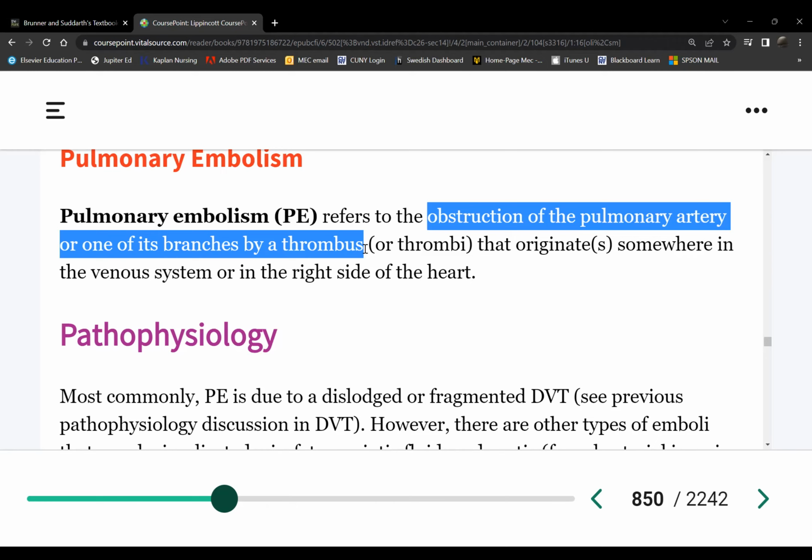Clear? Now, does pulmonary infarction ever happen? Yes, it can happen, but it is extremely rare. I can confidently say it's almost impossible to infarct lung tissue, but it's very common to get a pulmonary embolism. Okay, so we understand what the nature is here.